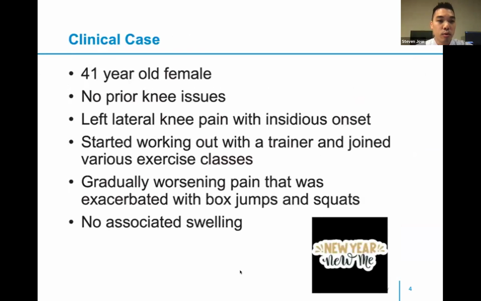So our patient was a 41-year-old female, no prior knee issues. She developed left lateral knee pain with insidious onset, and she kind of got into her new year, new me attitude a little early on and started working out with a trainer, joined various exercise classes, and started to develop gradually worsening pain that was exacerbated with box jumps and squats, particularly with landing. And she denied any associated swelling.